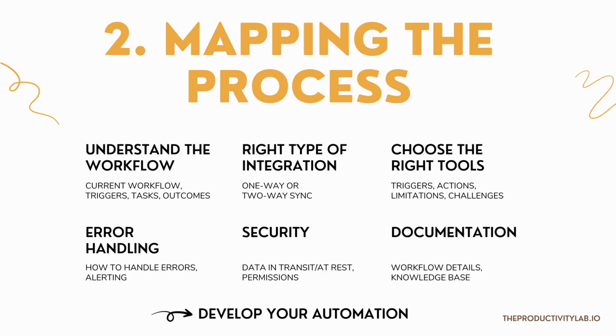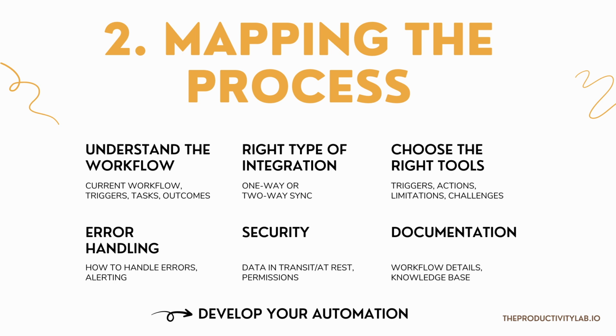The second step of our automation journey is about mapping the process. This is the stage where you will design the workflow of how the system will interact with each other. So you start this step by understanding the current workflow of how data is being transferred manually between the system. So that will give you a clear idea of what needs to be automated. So you will have to identify what are the triggers or the events that start the process, what are the actions and the tasks that are performed during this process, and finally, what are the outcome, the result of this automation.